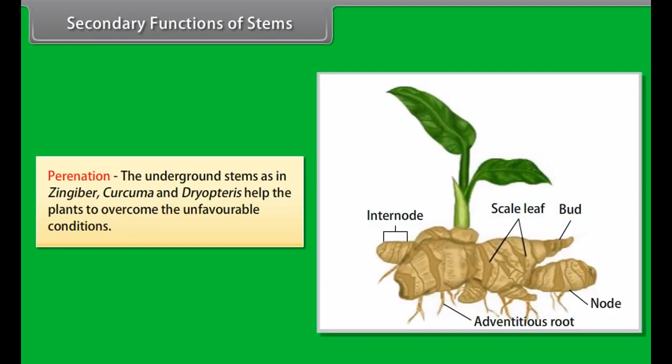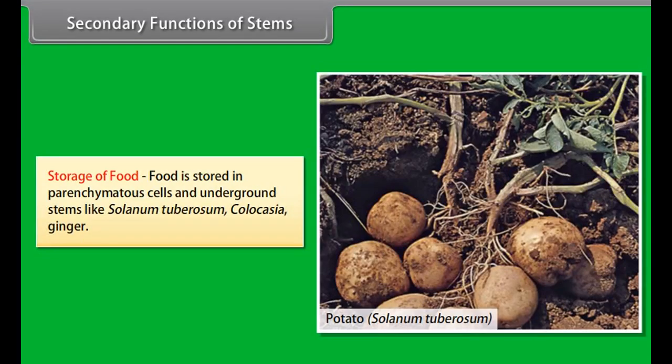Secondary functions of stems. Perennation. The underground stems, as in Zingiber, Curcuma, and Dryopteris, help the plants to overcome the unfavorable conditions. Storage of food. Food is stored in parenchymatous cells in underground stems like Solanum tuberosum, Colocasia, and ginger.